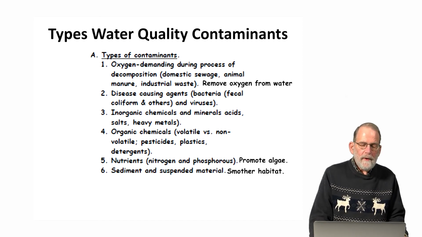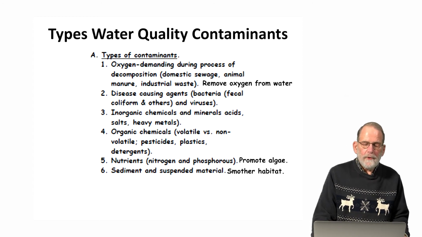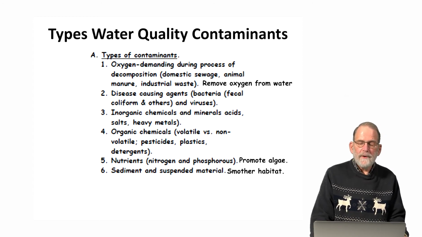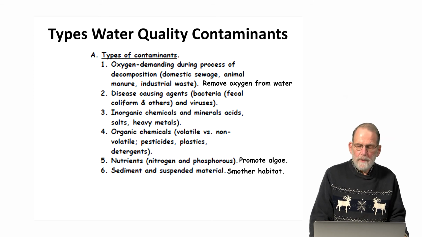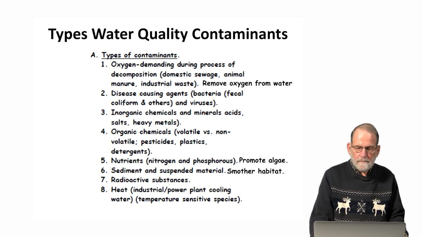Finally, then we can also talk about nutrients, nitrogen and phosphorus, that promote algal growth within water bodies, and sediment and suspended material that smother submerged habitat. Then finally, we can talk about radioactive substances and sources of heat and the impacts they have on temperature-sensitive species.